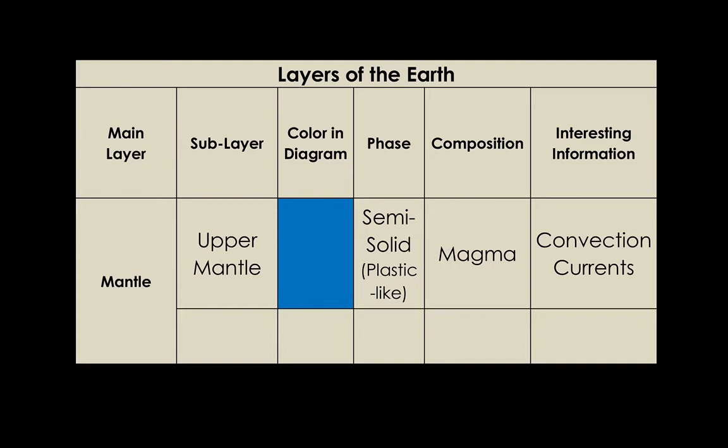Now, the upper mantle is a semi-solid, which has some really unique properties. We're actually going to explore that in a lab tomorrow, so I'm not going to go into too much detail about that right now. We also sometimes refer to it as being plastic-like. It's got some give, it's got some movement. The main composition of the mantle is magma. And some interesting information to connect to that is about convection currents. We're going to go into a lot more detail about convection currents a little later on, so I'm just kind of giving you the short story on that today.